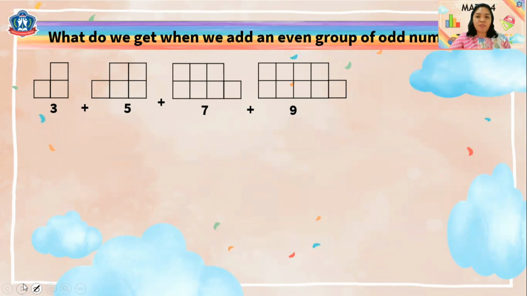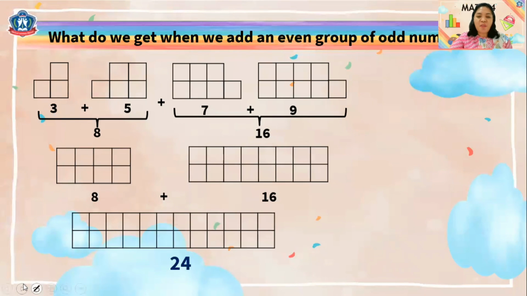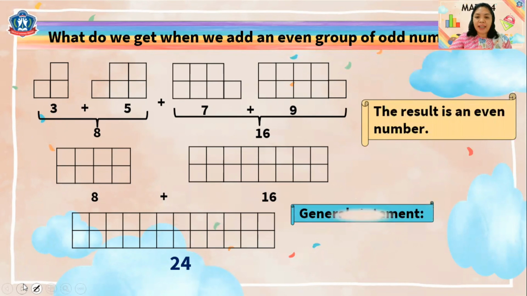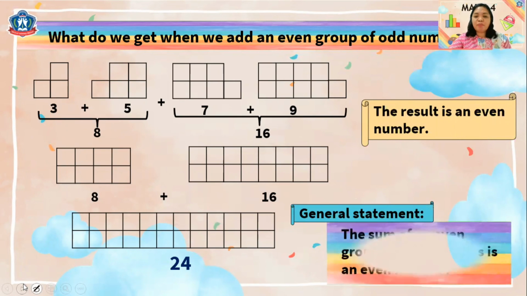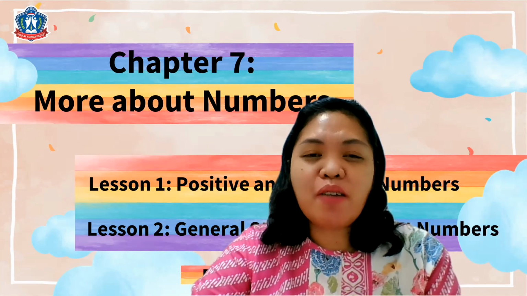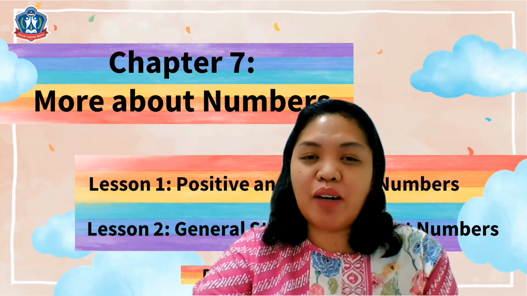So if we add all of them, what will be the result? An odd number or an even number? 3 plus 5 is 8. 7 plus 9 is 16. 8 plus 16 is 24. So the result is an even number. So our general statement states that the sum of an even group of odd numbers is an even number. Okay, take note. Okay, physics students, that's all about lesson 1 and lesson 2 of chapter 7.